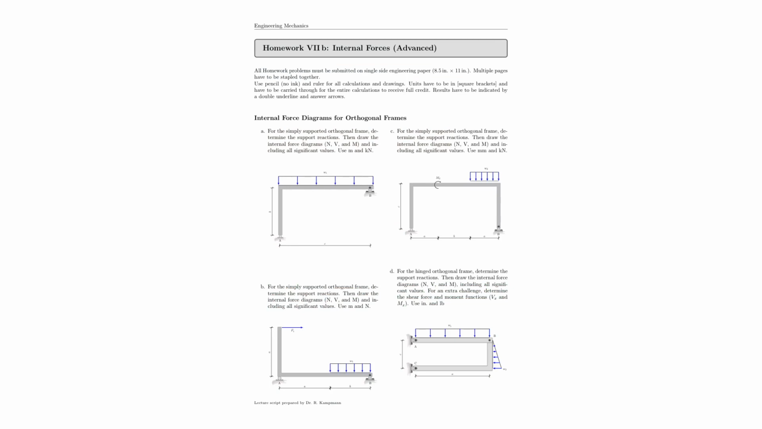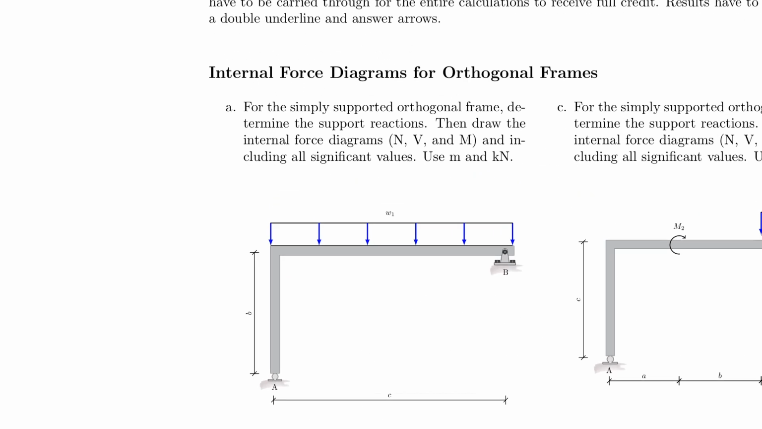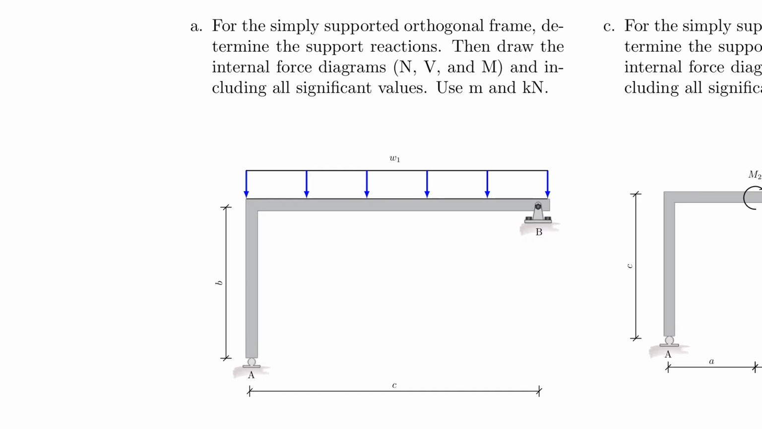To no surprise, our homework focuses on orthogonal frames. You see the first 4 out of 6 problems here on this page. So let's take a look at all of them. They all have a right-angled corner. Some of them even have 2 right-angled corners. But the first 3 problems are slightly different from the last 3, as you will see when we take a closer look. So let's take a look at the very first frame here, for which you're supposed to find the support reactions and then draw the internal force diagrams.